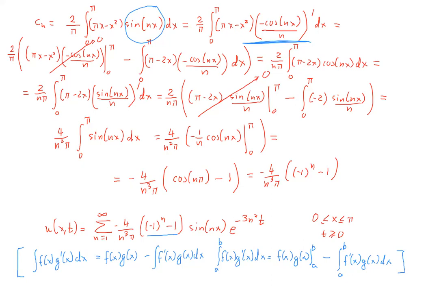And how can you describe the odd numbers? The odd numbers are simply 2n plus 1 for n equals 0, 1, 2, and so on. So let's see how we're going to simplify this.